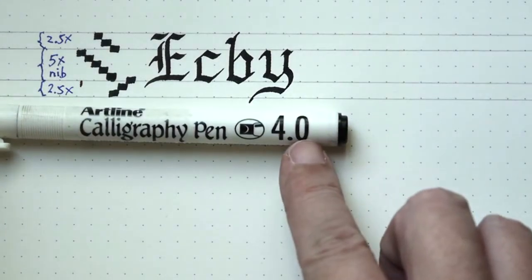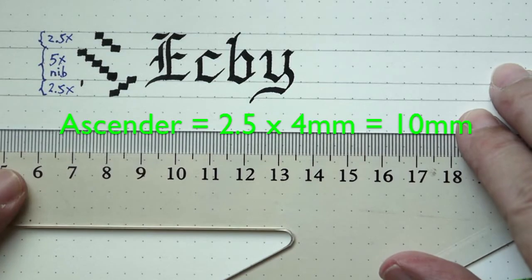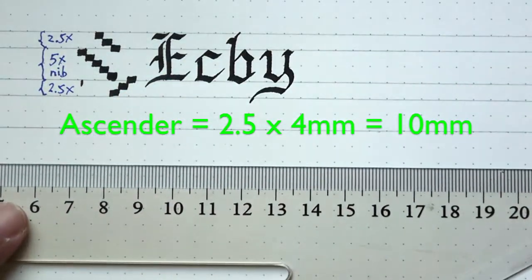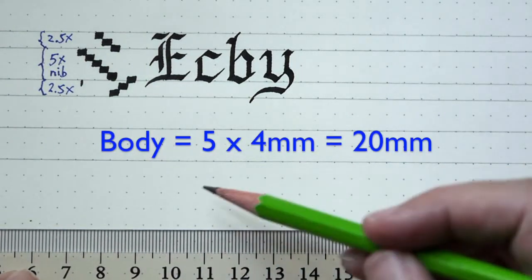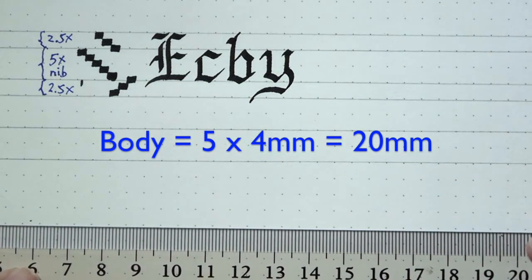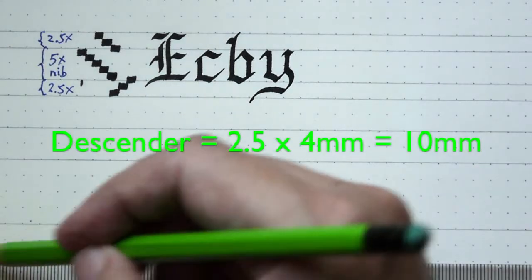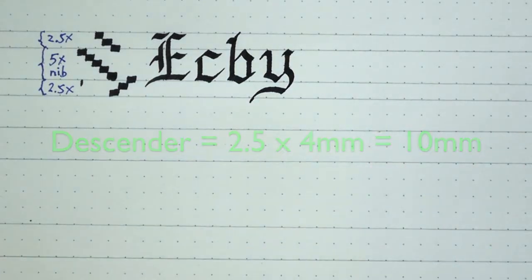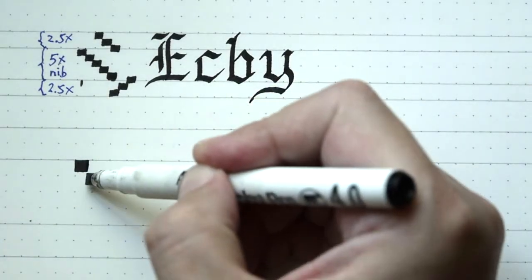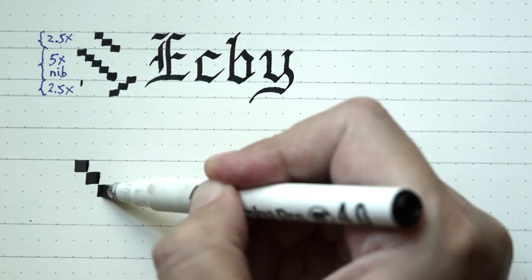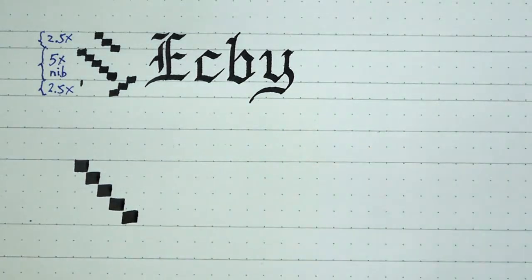Now let's do the margins for a 4mm nib. The ascender becomes 10mm in height. The body is 20mm. And the descender is 10mm. Now this illustrates how the margins correspond to the 4mm nib width.